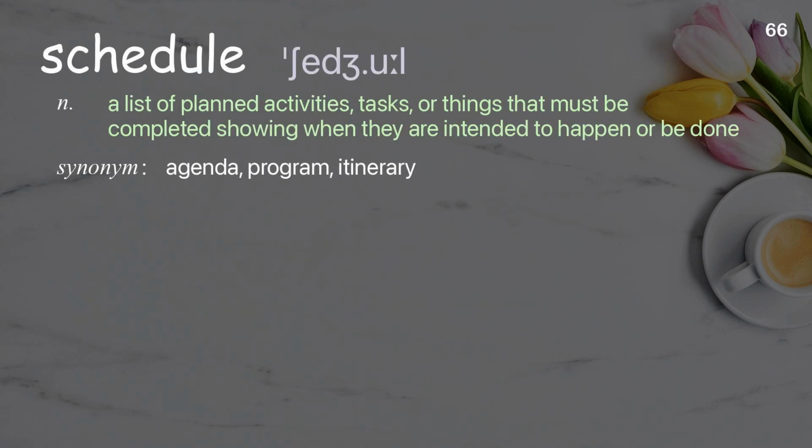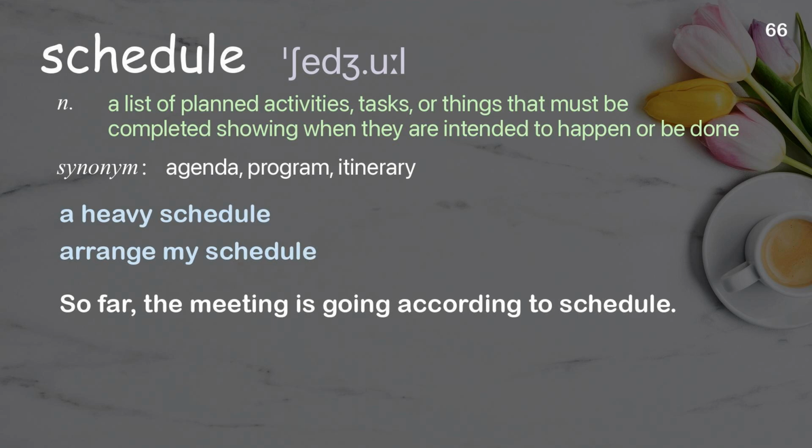Schedule. A list of planned activities, tasks, or things that must be completed showing when they are intended to happen or be done. Examples: a heavy schedule. Arrange my schedule. So far, the meeting is going according to schedule.